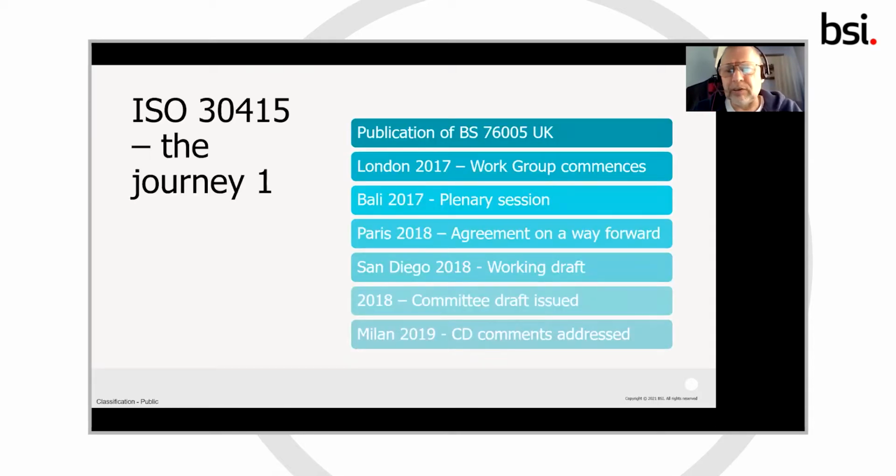This is really just to tell you about the journey. I'm not going to go through slavishly each of these dates, etc. But basically, BS 76005 was published, and virtually at the same time, talks were already underway in terms of developing ISO 30415. And from the very beginning, a meeting in London in 2017, through these plenary sessions and agreements and drafts.